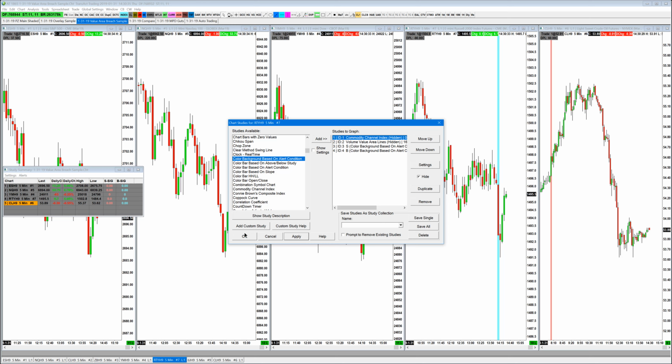That's enough clutter. So this is, in my opinion, a very good example of how the color background studies can be used. And it doesn't just have to be 2 conditions. It might be 3, 4, 5, 6 conditions. You might have a very specific set of setups that when all of them are coming together at once, that's where your edge is. Then that's what you would want to do.